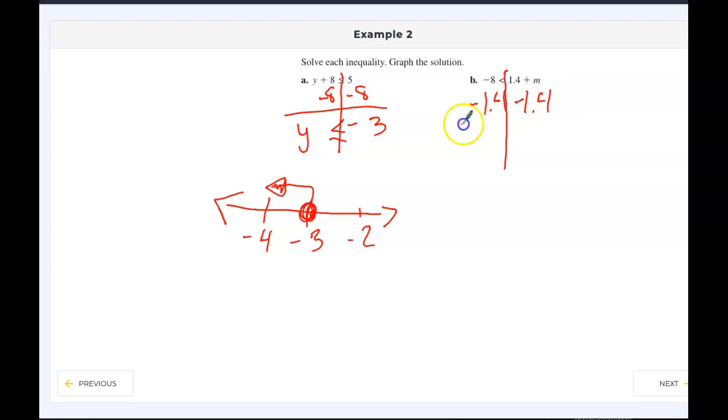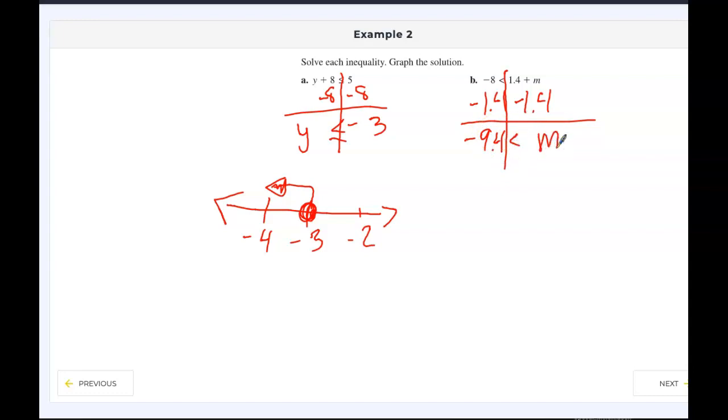If I have negative 8 and I have 1.4 more negatives, how many total negatives do you have? Negative 9.4. Okay? And then my sign still stays the same as less than m.